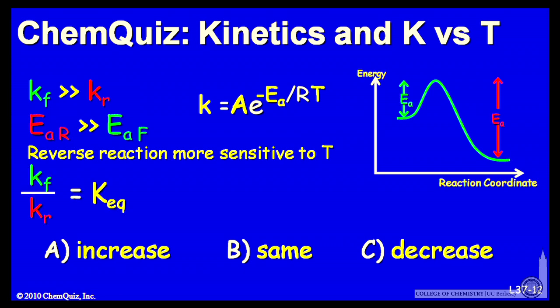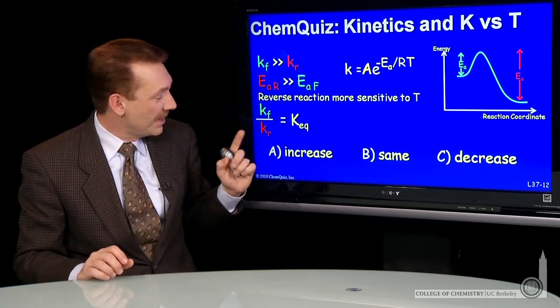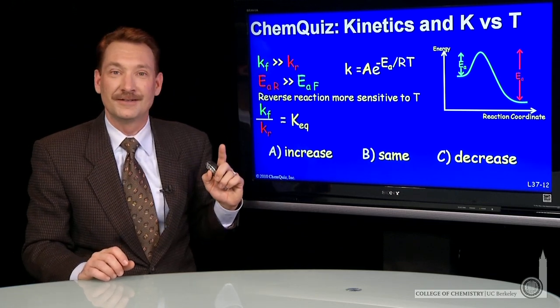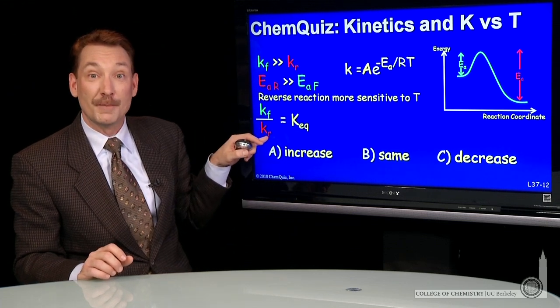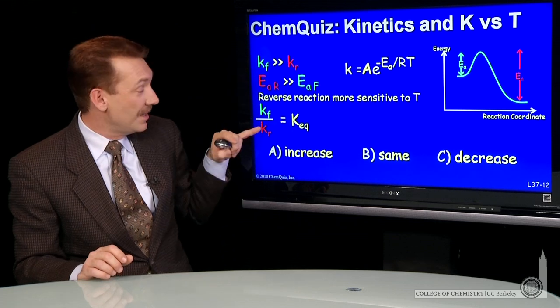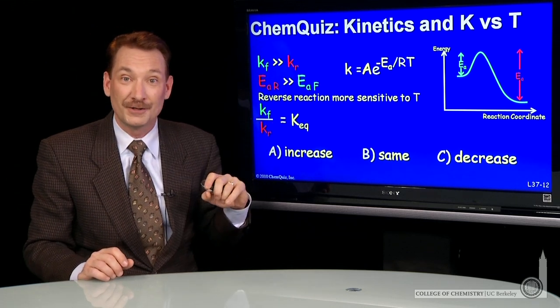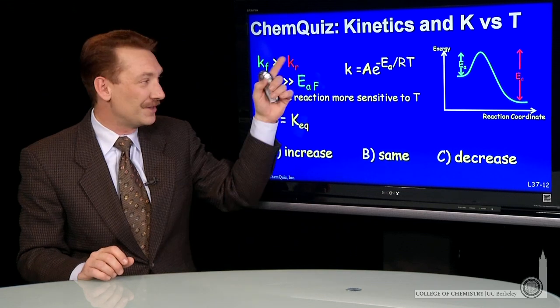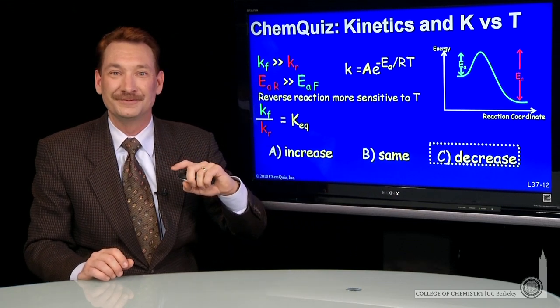That means in the ratio of these two, which forms the equilibrium constant, the reverse rate is more sensitive to temperature. This one will change more dramatically. This will get larger with temperature faster. That will make the overall equilibrium constant get smaller with an increase in temperature. So for this, the equilibrium constant decreases with temperature.